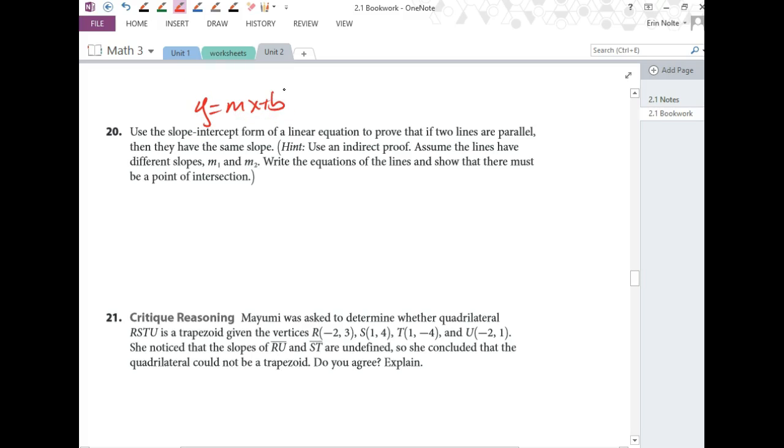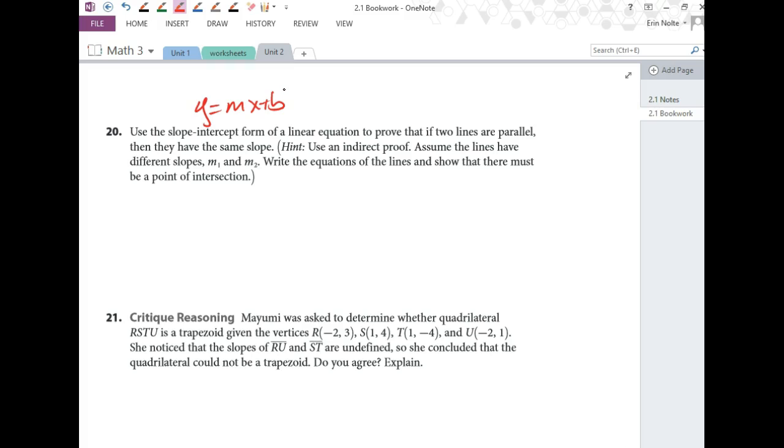So the idea here is that we are going to prove that if two lines are parallel, then they must have the same slope. Okay, so what we're going to do is we're going to use an indirect proof to assume that the lines have different slopes and therefore intersect. Okay, does that make sense? Okay, because parallel lines by definition do not intersect, so we're going to go the other way and say these two lines intersect, so we're going to find the point of intersection.